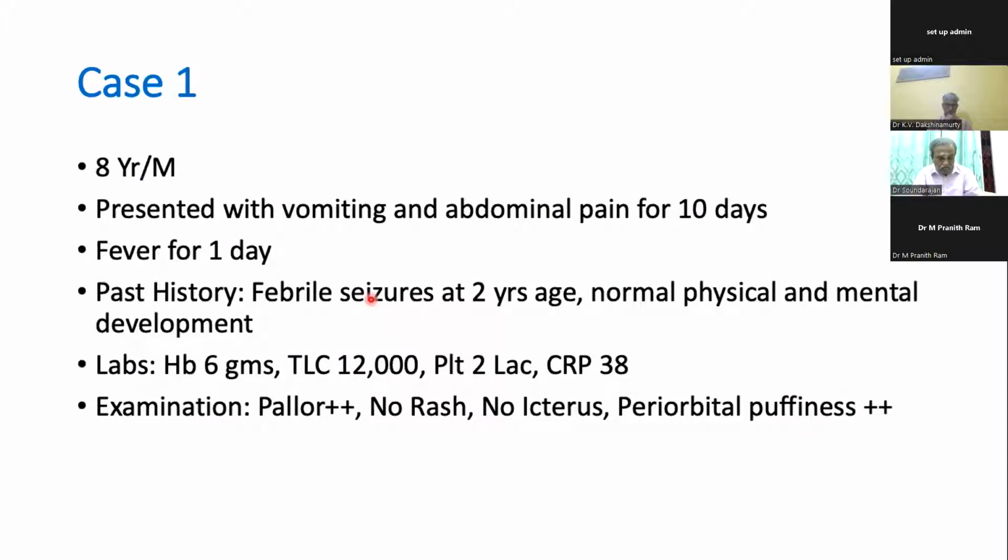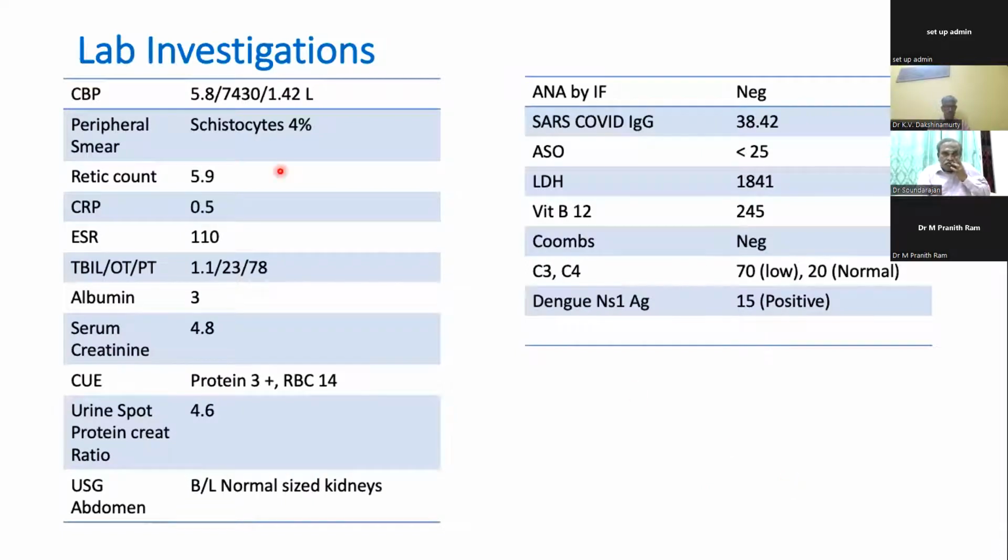Coming to the first case, he's an 8-year-old male who presented with vomiting and abdominal pain for 10 days, and he had a history of fever for 1 day. His past history is significant only for febrile seizures that occurred at around the age of 2 years. At presentation, he was severely anemic and the platelet count was normal. On examination also, he has severe pallor and periorbital puffiness. These are his labs. He had severe anemia, but the platelet count was normal. His peripheral smear showed 4% schistocytes. Retic count was high.